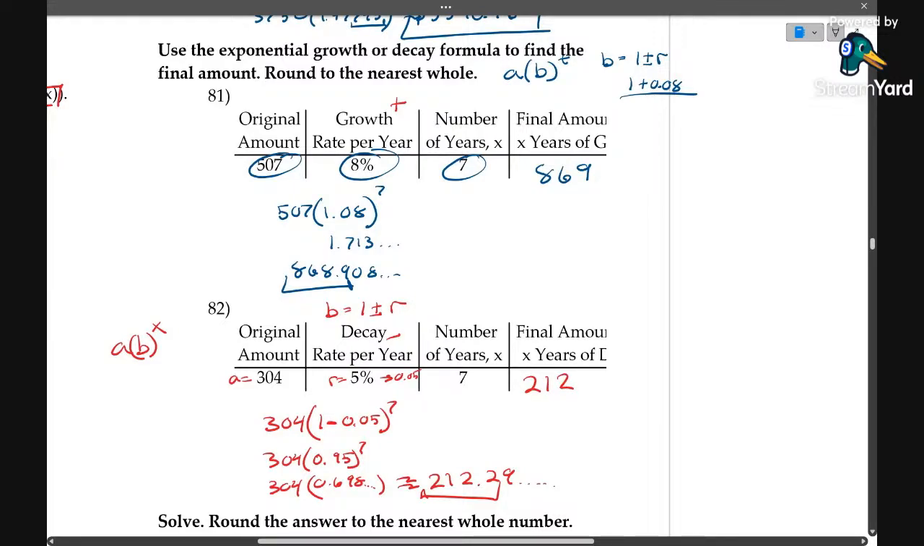So growth, we're going to add the rate, and decay, we're going to subtract the rate, multiply that base, do the exponent for the number of years, and then multiply that amount by the original amount that we started with, and that gives us the final amount.